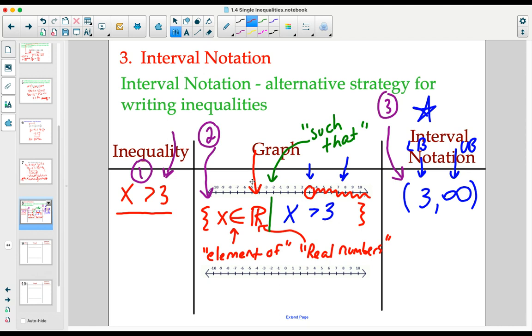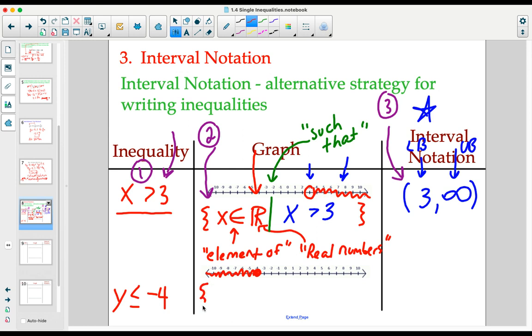Let's try another one. And you can see what this looks like. Our next one is going to be, we'll use y, y is less than or equal to -4. So here's -4. We graph to the left, and that's what it would look like. That's a very pre-algebra, Algebra 1 kind of understanding.